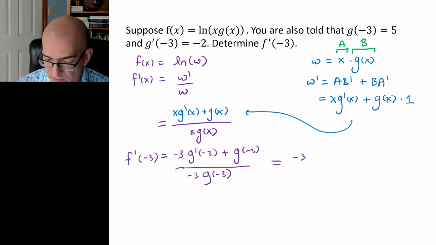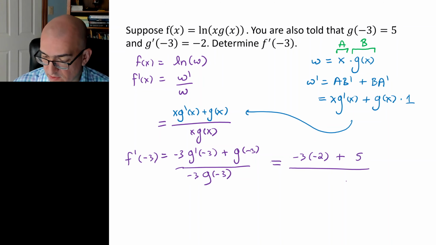-3 multiplied by g prime. What is g prime? Well, the question says that g prime at negative 3 is negative 2, plus g of negative 3, the question says that that's 5, and then all divided by negative 3 multiplied by 5.